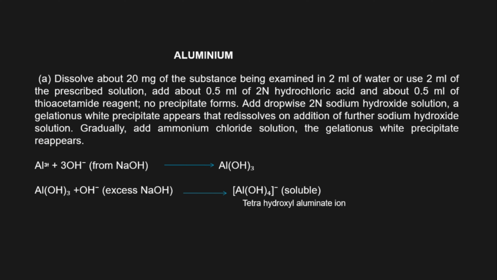When aluminum ion reacts with hydroxyl ion, which is obtained from sodium hydroxide, it results in formation of aluminum hydroxide, which gives the gelatinous white precipitate. On further addition of sodium hydroxide, that is, excess of NaOH, it results in formation of tetrahydroxoaluminate ion, which is soluble. Thus the gelatinous white precipitate which formed earlier disappears. On further addition of ammonium chloride solution, this gelatinous white precipitate reappears.